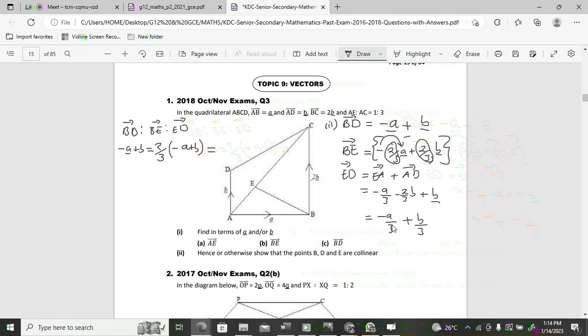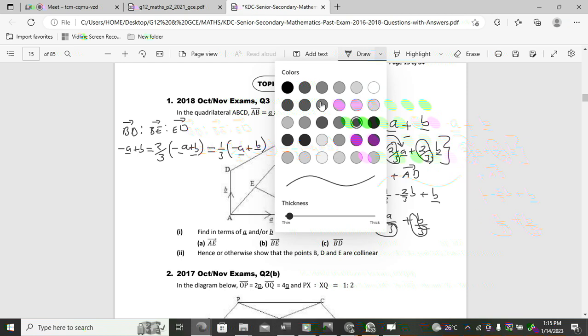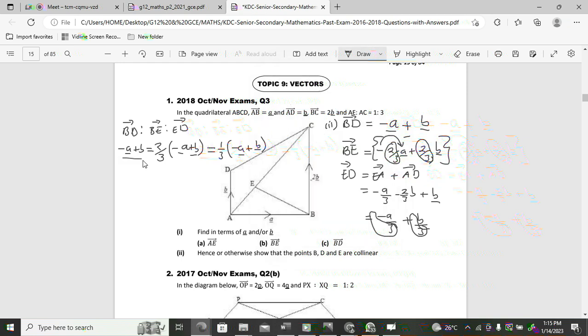ED, I'm also going to factorize out a 1 over 3. So if I remove 1 over 3 here, what is going to remain is negative A. And then what is going to remain here also if I remove the 3 in the denominator is just a B. So are you able to see everything is the same inside here? This is negative A plus B. This is negative A plus B. This is negative A plus B. So that's what we mean that they are multiples of each other. Therefore, they are collinear.